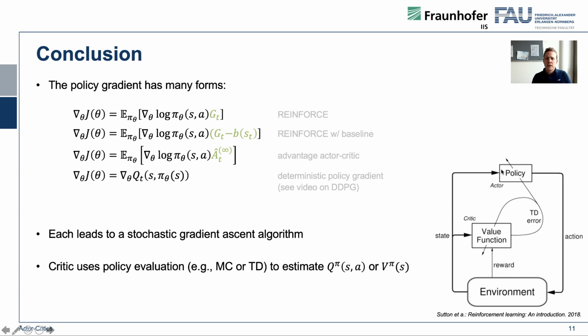And in order to update or train the policy, you use the TD error from the value function together with the current state and the action in order to update your policy parameters. So this is actually a picture for actor-critic policy gradients.